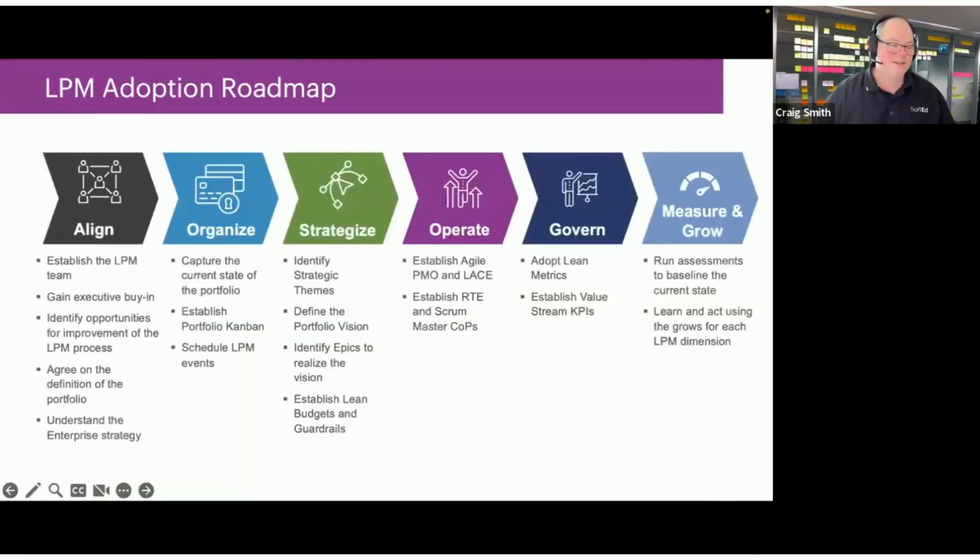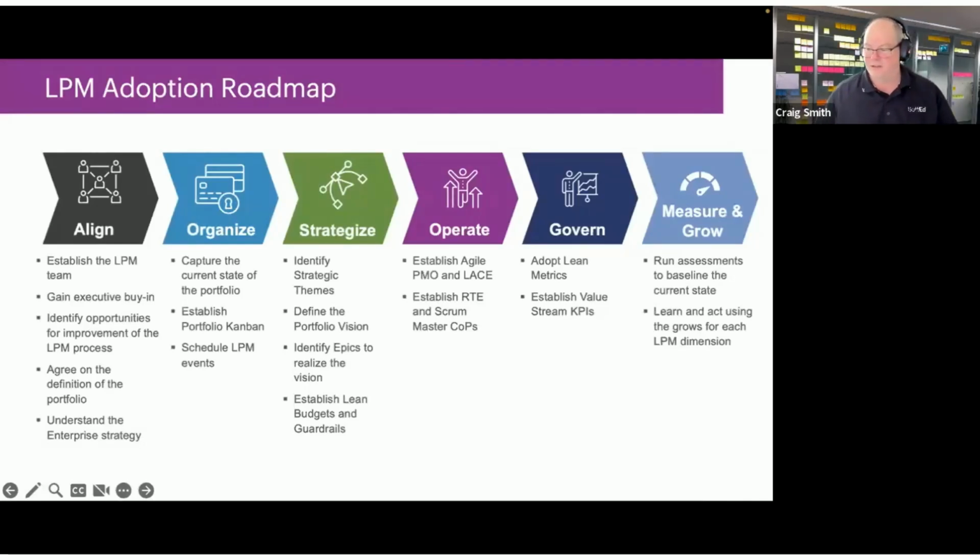This is a little roadmap. This is something that takes time to put in. And so, you have to start by getting alignment that everybody understands what this means. And then you have to do some organization, strategize, then finally make it operational before you then start to govern it and then start to make improvements on it. It's no different to any adoption roadmap.